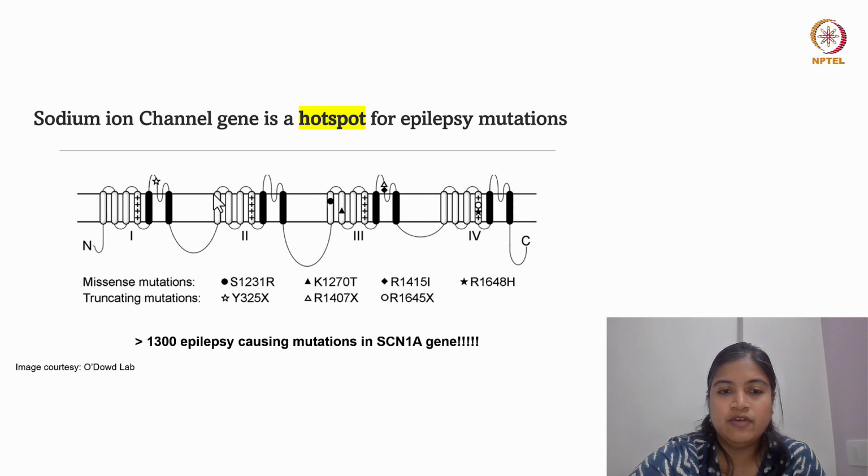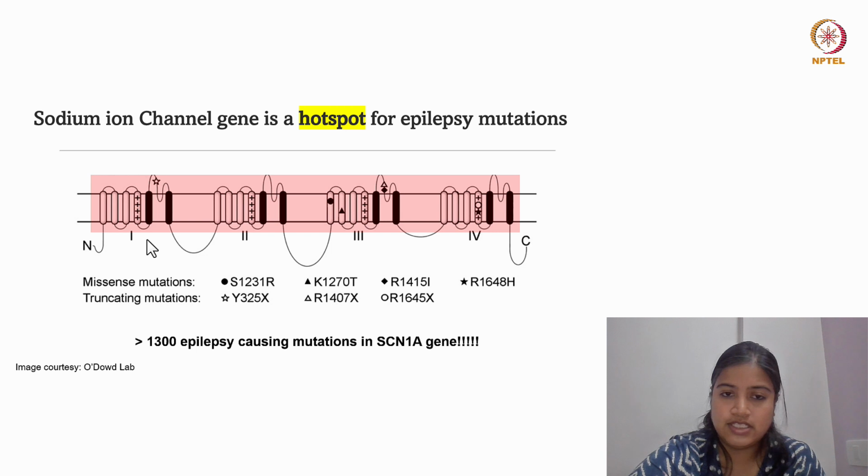And here are some of the mutations that have been identified and for which transgenic models have been created. However, there are over 1,300 epilepsy causing mutations known in the SCN1A gene alone, and that covers almost all the domains and most of the segments.